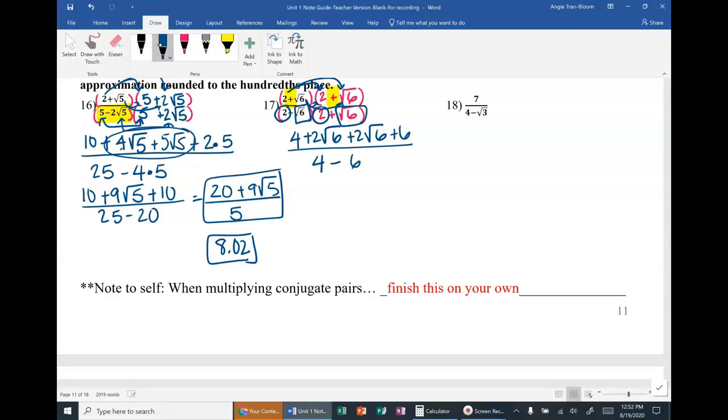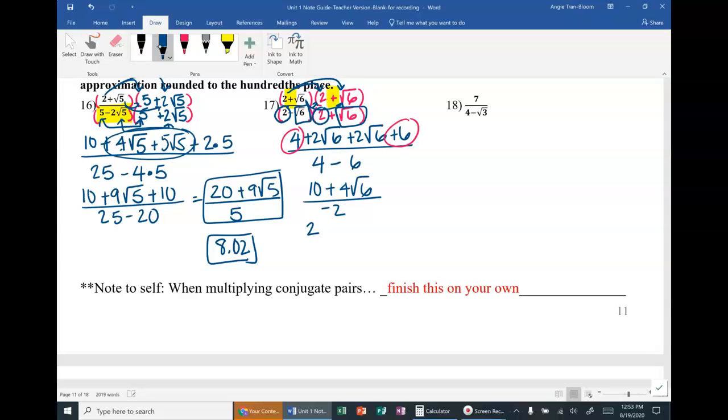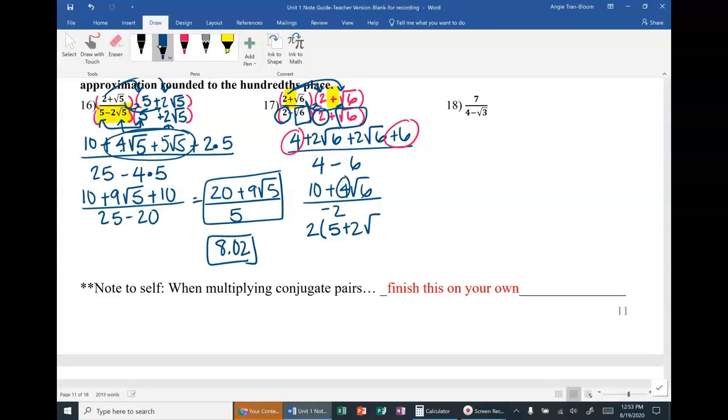Radical 6 times radical 6 is just 6. Combine the like terms. 4 plus 6, that's going to give us 10. Then we have 2 rad 6 plus 2 rad 6, that's 4 rad 6. On the denominator, 4 take away 6 is a negative 2. No, we are not done. On the numerator, we are going to factor out a 2. So, take out 2 from a 10, that will give us a 5. Take out a 2 from the 4 in the front, that's going to give us 2 radical 6. And then over negative 2.